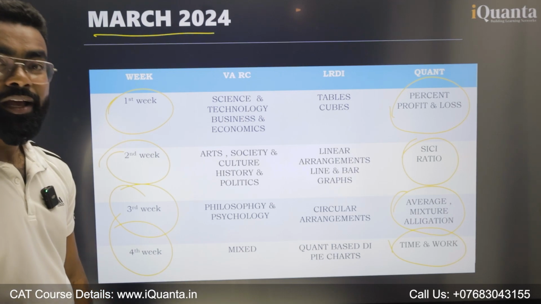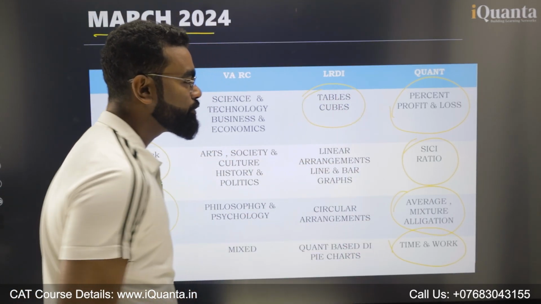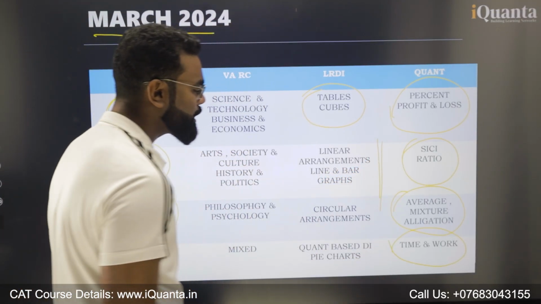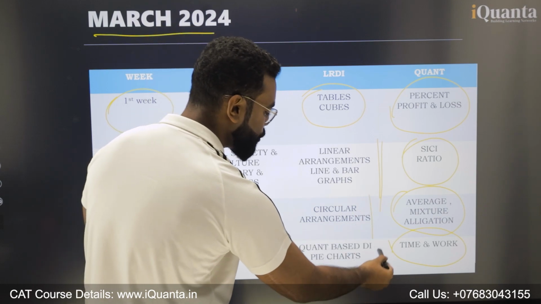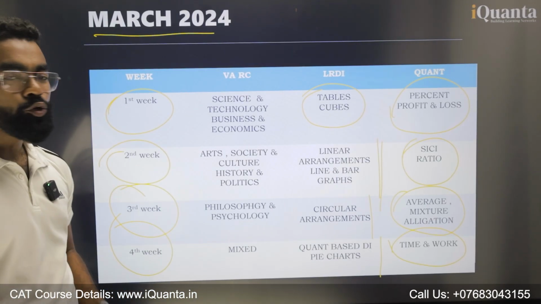Trust me on this. Next, in LRDI, just do these 2 things in the first week: tables and cubes. Second week, do linear arrangement, line, bar, and graphs. Third week, do circular arrangement. Fourth week, quant based DI and pie charts. So I'm basically dividing it into two things, as you can see.